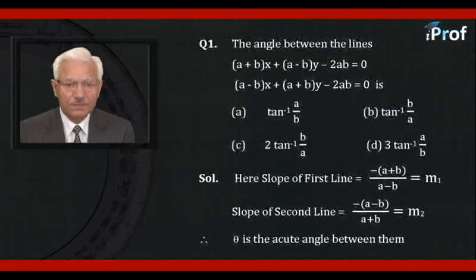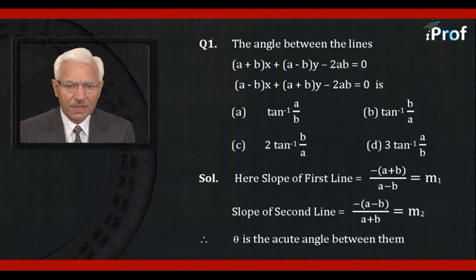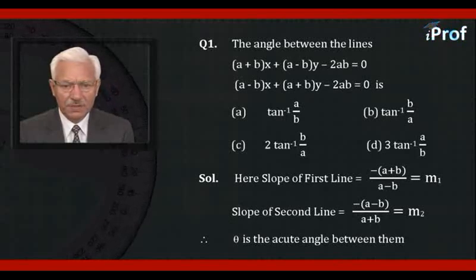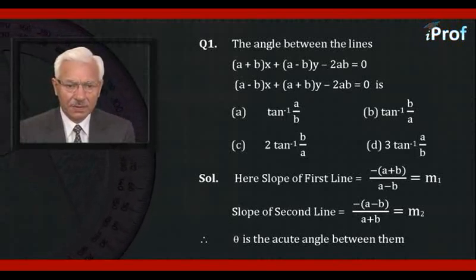The next question is: the angle between the lines (a plus b)x plus (a minus b)y minus 2ab equals 0 and (a minus b)x plus (a plus b)y minus 2ab equals 0 is. The options are tangent inverse a upon b, tangent inverse b upon a, 2 times tangent inverse b by a, and 3 times tangent inverse b by a.